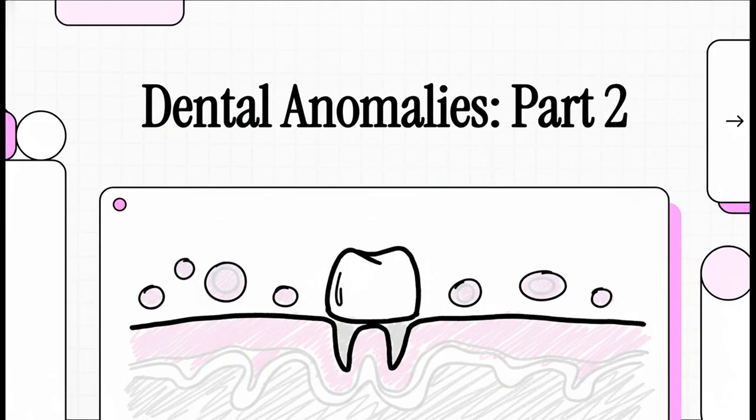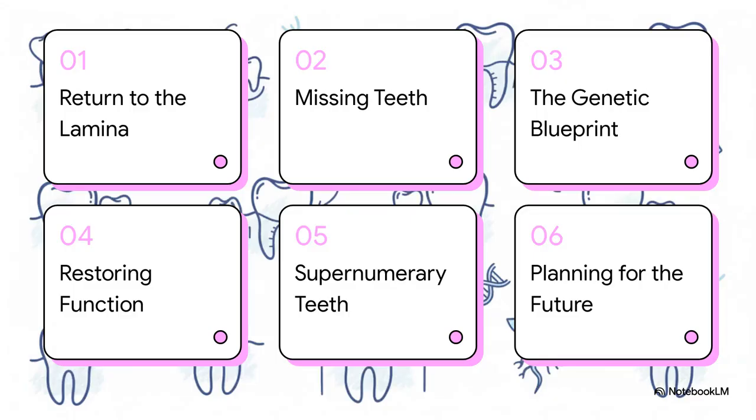Today, we're drilling down. We're going right back to the very beginning, to square one. We're going to explore what happens when the whole process just doesn't start, when that initial blueprint, the dental lamina, fails to form. So, here's our roadmap for today.